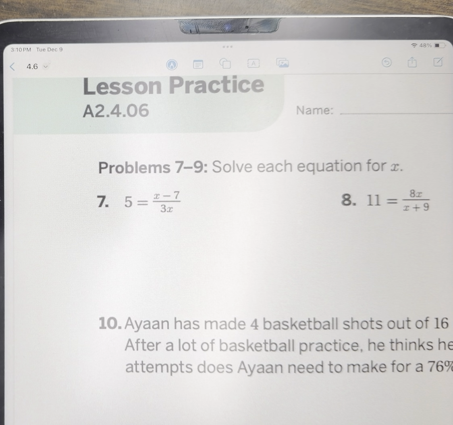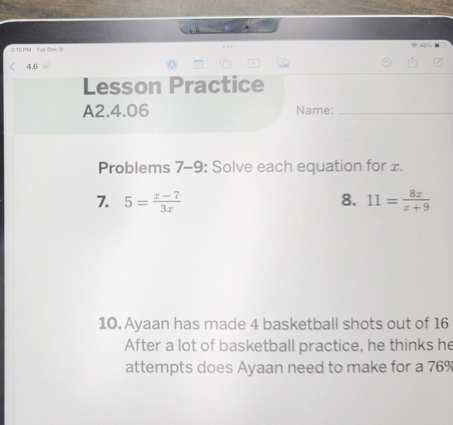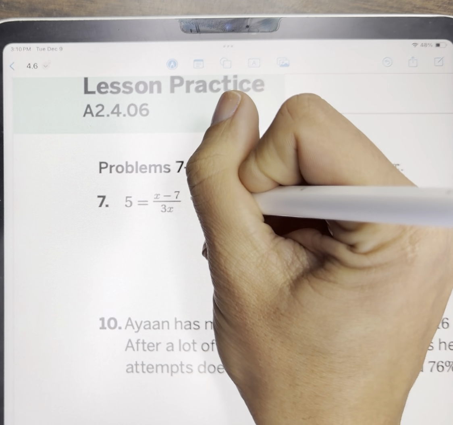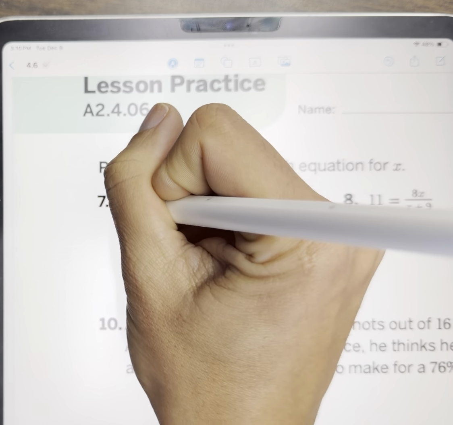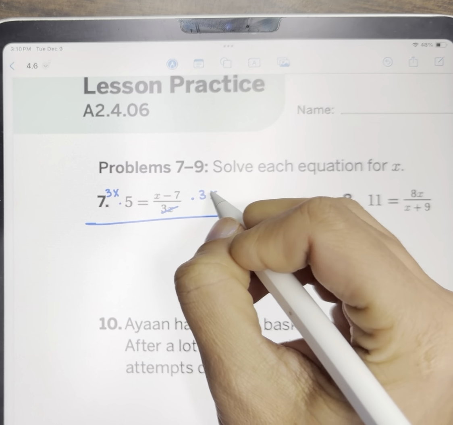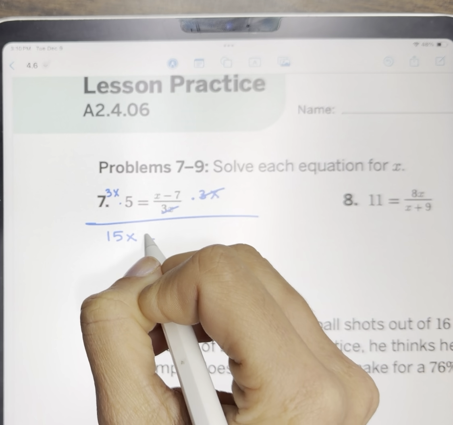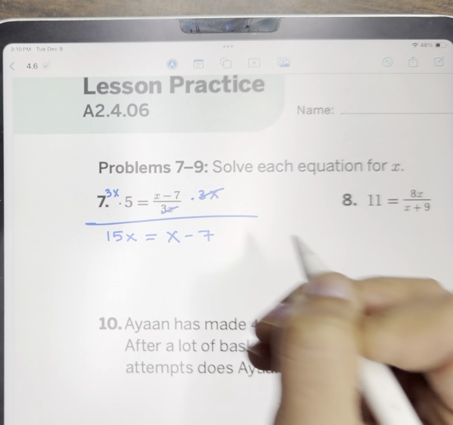Number one, get x out of that denominator. How? By multiplying whatever that denominator is by both sides. So times 3x to both sides. My 3x's cancel. 3x times 5, 15x equals x minus 7.